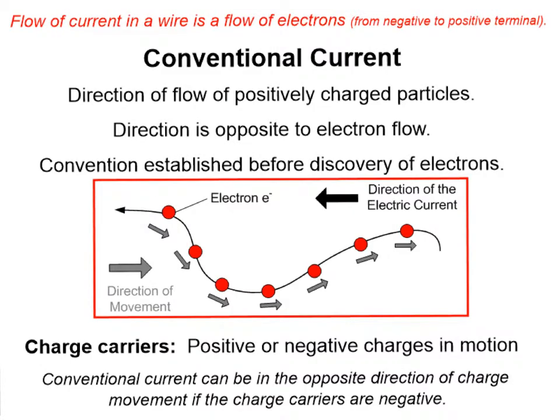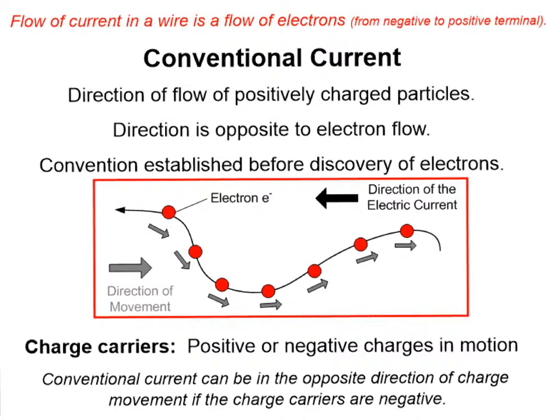So the flow of current in a wire is actually the flow of electrons from the negative to the positive terminal. We have something, though, called conventional current. Conventional current is a convention that was established before electrons were discovered, and so it's a little bit counterintuitive. But conventional current defines the direction of flow of positively charged particles. And so the direction is actually opposite to the electron flow.